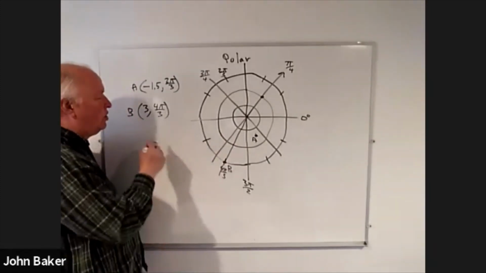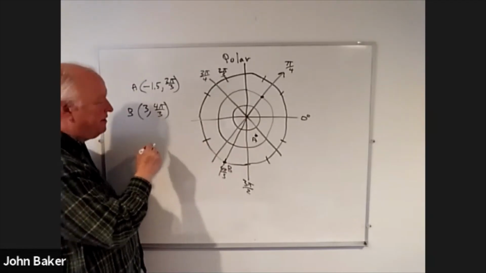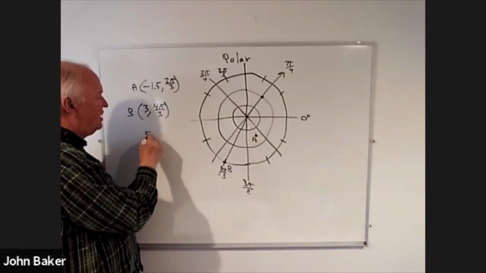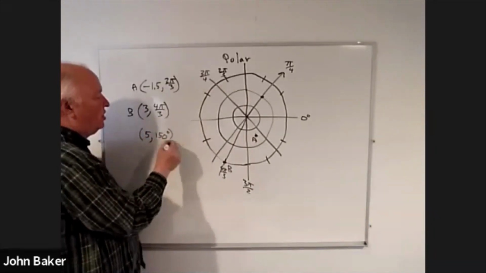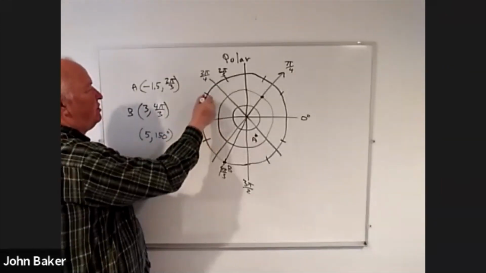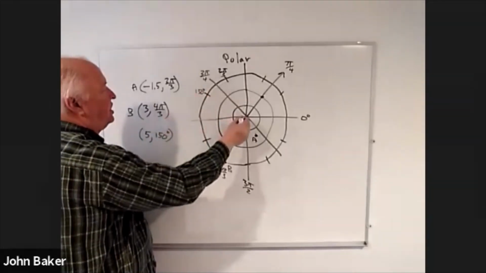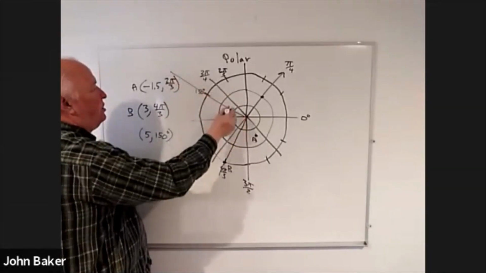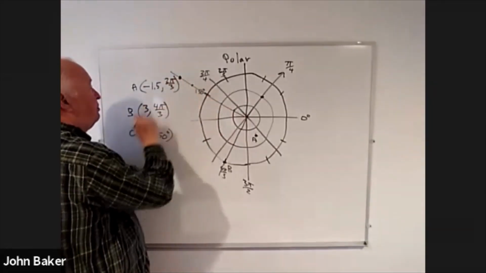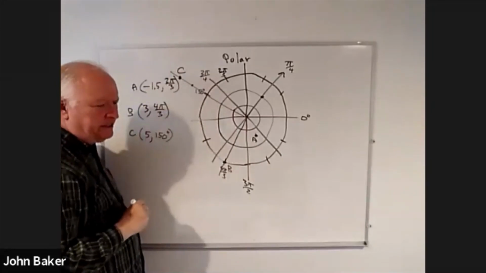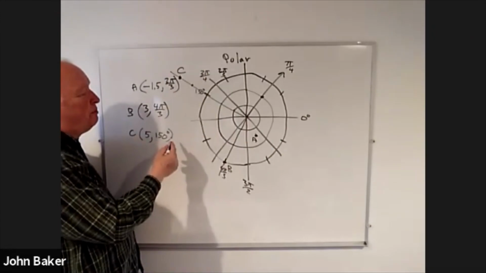If we wanted to go five units at 150 degrees. Well, 150 degrees is 30 degrees less than 180, so this would be 150 degrees. And if we wanted to go out 5, it'd be 1, 2, 3, 4, 5, and this would be point C. And so that's how we graph polar coordinates.